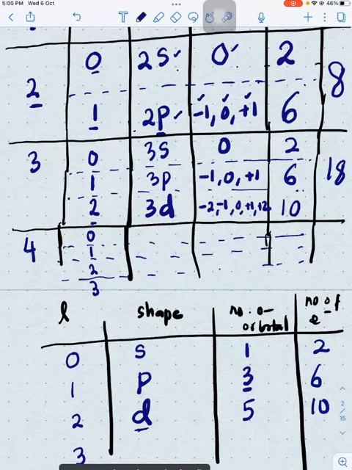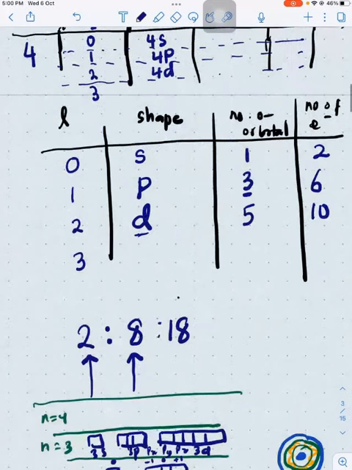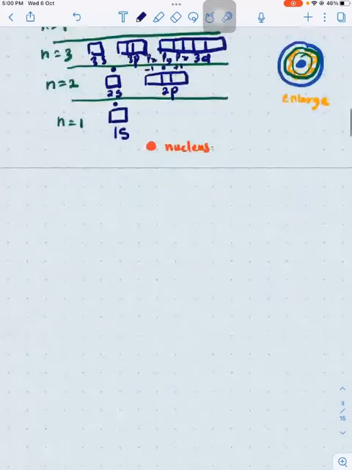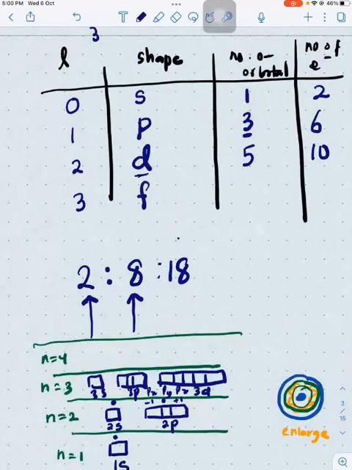Sebab L is telling us shape kan? So kalau nilai L dia ada 0, 1, 2 dan 3, maknanya dia ada berapa shape? 4. Ada 4 shape. Yang mana 0 kita tahu dah S. So ini adalah 4S. 4 1? 4P. 4 2? 4D. Dan yang terbaru 4 3 ni itu adalah bentuknya adalah F.